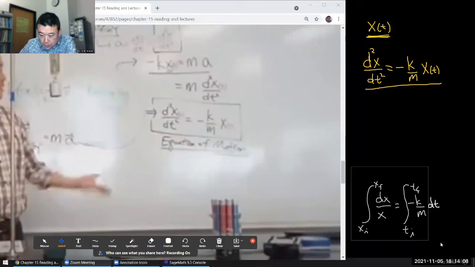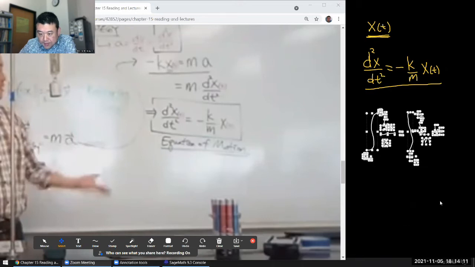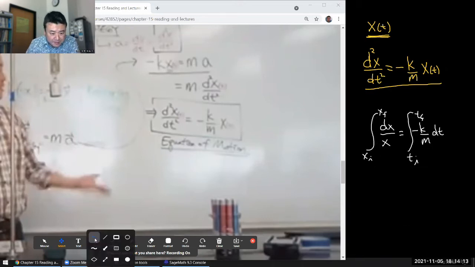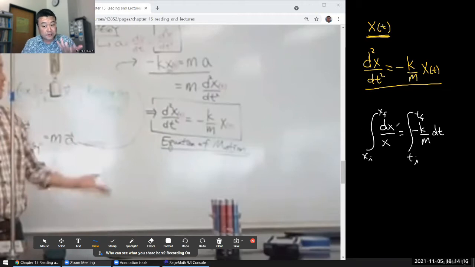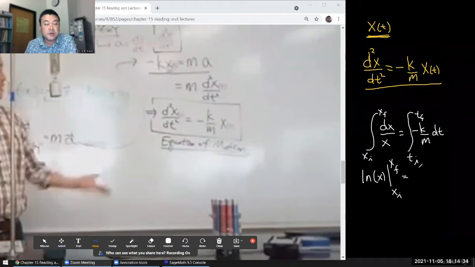So when I do the integral of both sides, then on the left-hand side, it's not necessarily all that simple an integral. It's 1 over x. So that's not just a power law thing. I have to remember that this is a natural log of x, evaluated from the limit of x initial to x final. Right-hand side is simpler. It's just a constant, so it is power law. Just multiply by t. So minus k over m, t evaluated from t initial to t final.